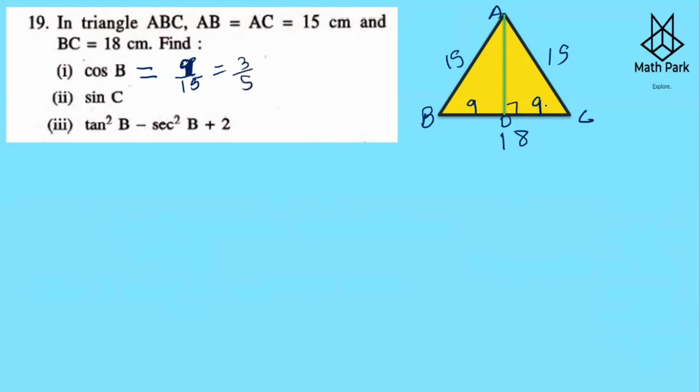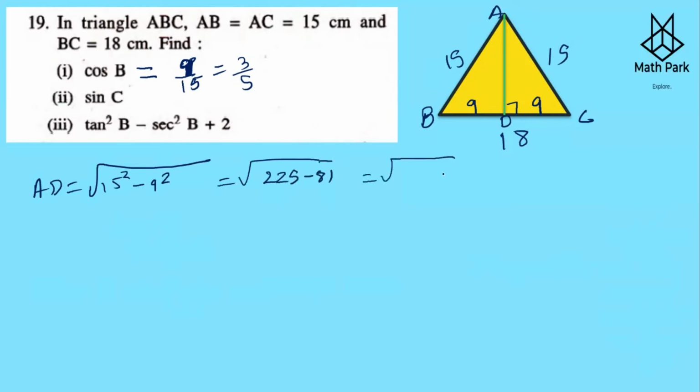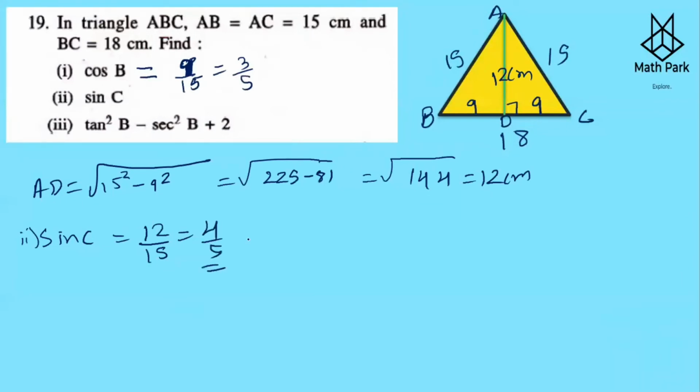For finding sine C, we need opposite sides. So let us find AD now. So AD is equal to root of 15 square minus 9 square. That is square root of 225 minus 81. So which is 144, which is 12 centimeter. So AD we got 12 centimeter. So this is how you get sine C, second part, that is sine C is equal to opposite, that is 12 upon hypotenuse, which is 15. 3 4s and 3 5s, we got this as 4 upon 5.